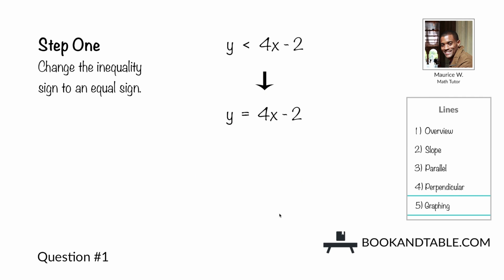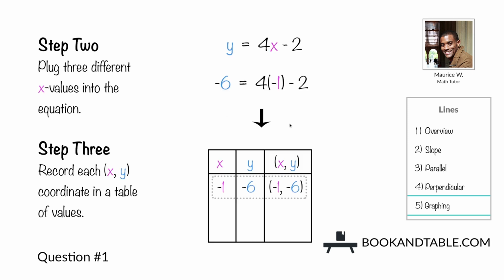Question number 1, you were given the inequality y is less than 4x minus 2. Step 1, change the inequality sign to an equal sign. So that gives you y is equal to 4x minus 2. We'll then use this equation to figure out 3 points along that line, and then we'll plot those 3 points. So step 2, plug 3 different x values into the equation. So we'll use negative 1, 0, and 1. In step 3, we'll record each xy coordinate in a table of values.